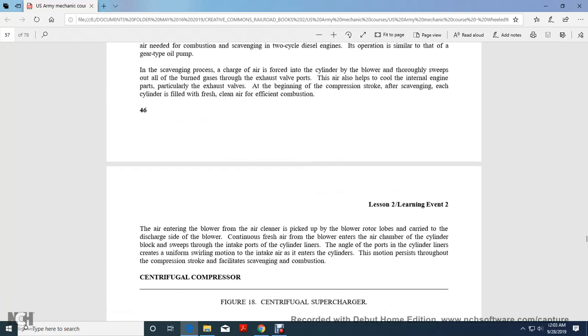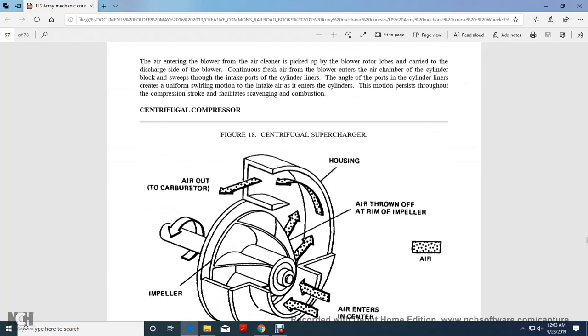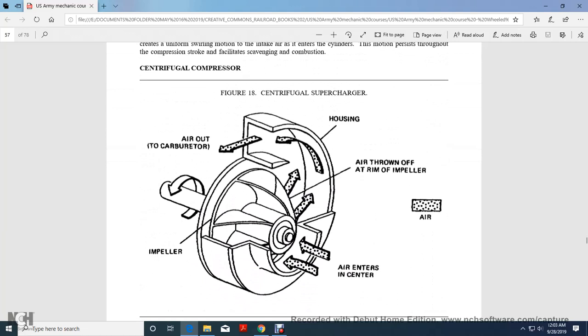The air enters the blower from the air cleaner and is picked up by the blower rotor lobes and carried to the discharge side of the blower. With the continuous flow, the blower enters the air chamber in the cylinder block and then sweeps to the intake ports in the cylinder liners. The angle of the ports in the cylinder liners creates a uniform swirling motion of the intake air as it enters the cylinder. This motion persists through the compression stroke, after the scavenging position. Combustion.